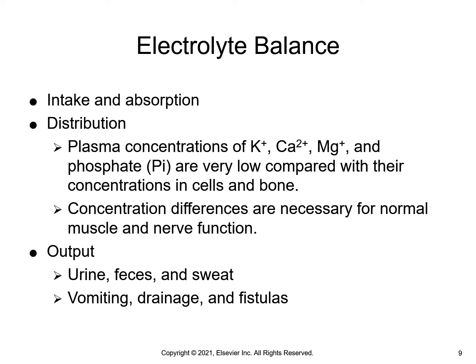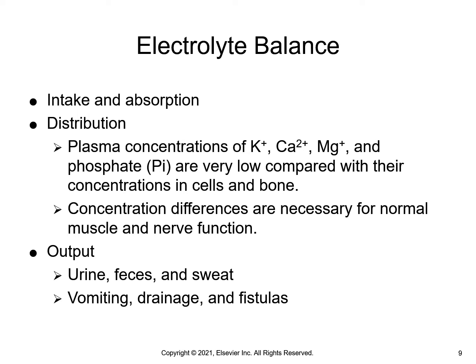Electrolyte distribution is vital within the body cells. Plasma concentrations of potassium, calcium, magnesium, and phosphate are low compared with the concentration of the same electrolytes in cells and bones. The concentration differences are needed for routine, normal muscle and nerve functioning.